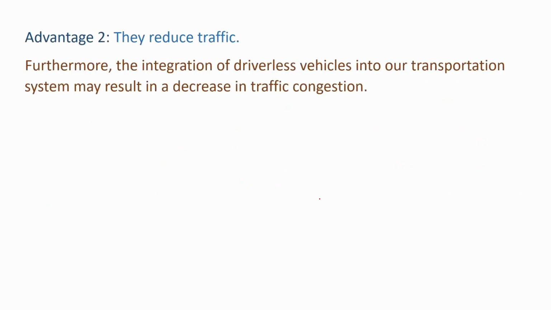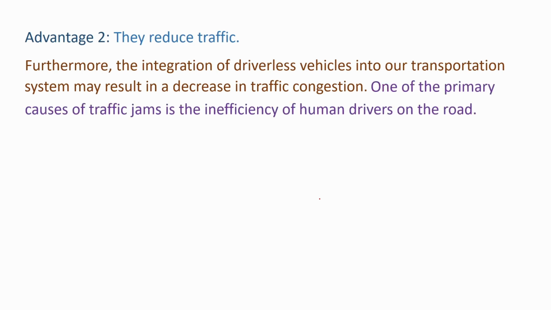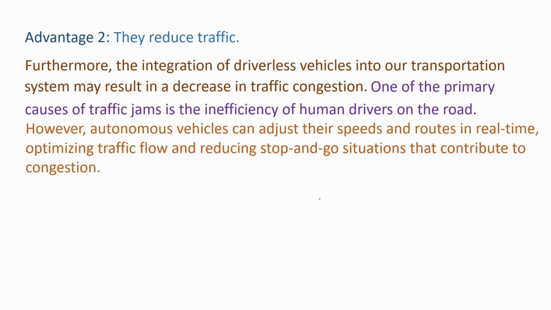Furthermore, I use furthermore because I want to add the second advantage. Furthermore, the integration of driverless vehicles into our transportation system may result in a decrease in traffic congestion. How? One of the primary causes of traffic jams is the inefficiency of human drivers on the road. However, autonomous vehicles can adjust their speeds and routes in real time, optimizing traffic flow and reducing stop-and-go situations that contribute to congestion.